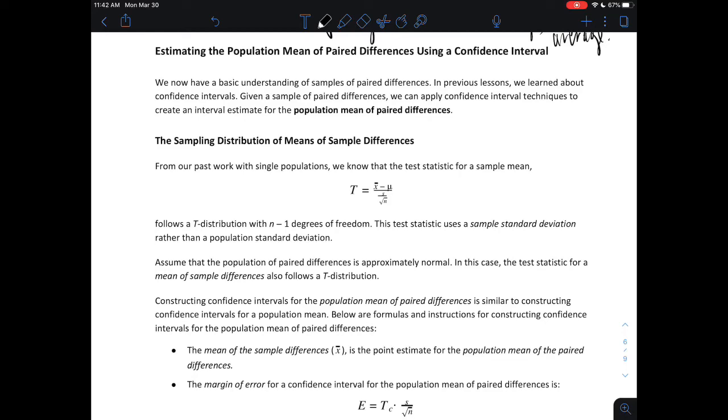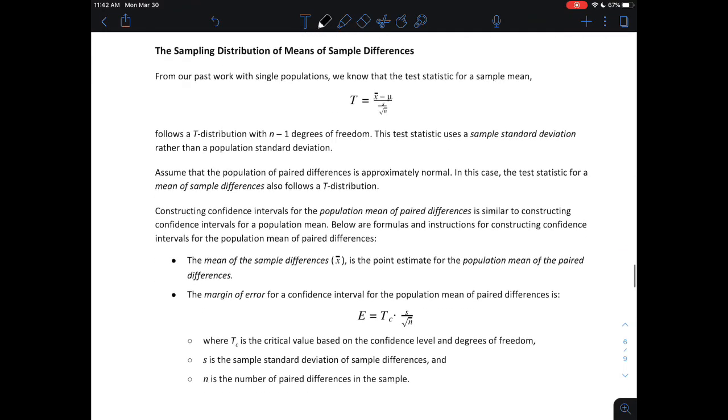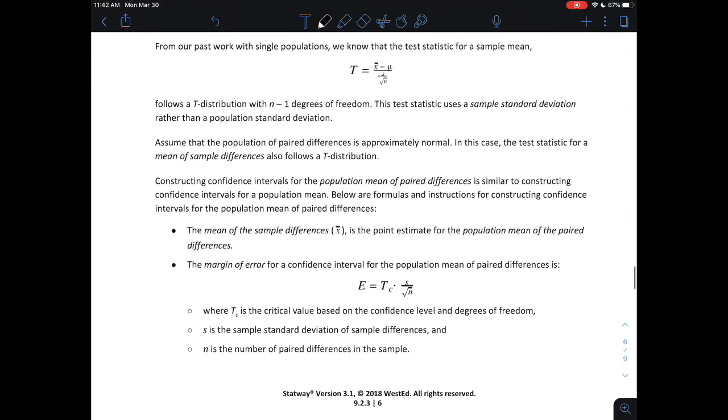Assume that the population of paired differences is approximately normal. In this case, the test statistic for a mean of sample differences also follows a t distribution. Constructing confidence intervals for the population mean of paired differences is similar to constructing confidence intervals for a population mean, meaning what we are going to do for this lesson is the same as what we were doing in a previous lesson. Below are formulas and instructions for constructing confidence intervals for the population mean of paired differences.